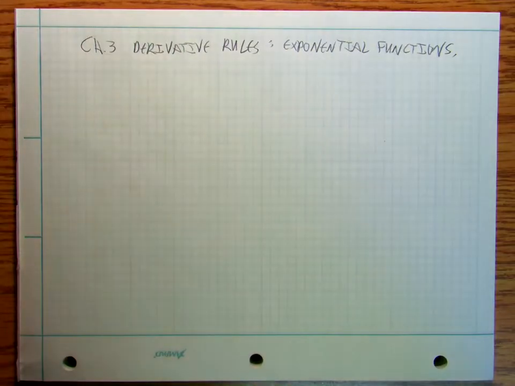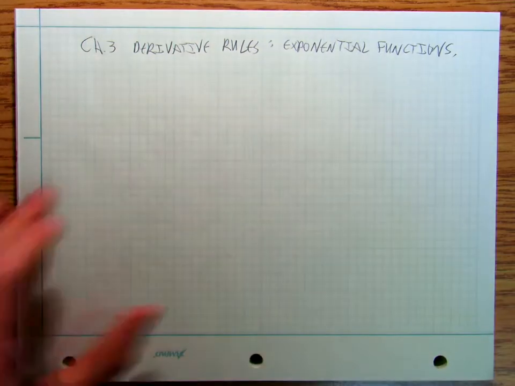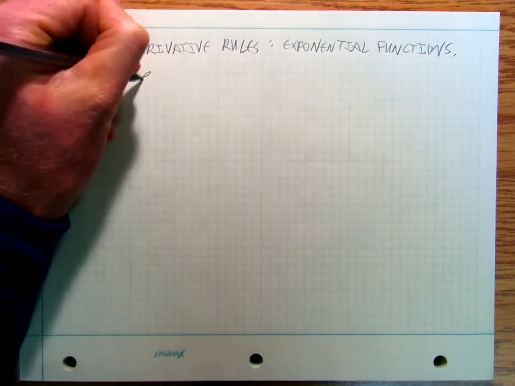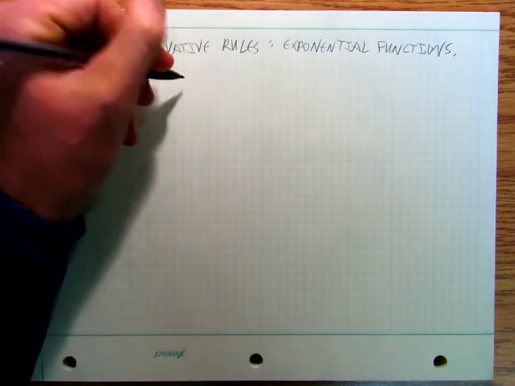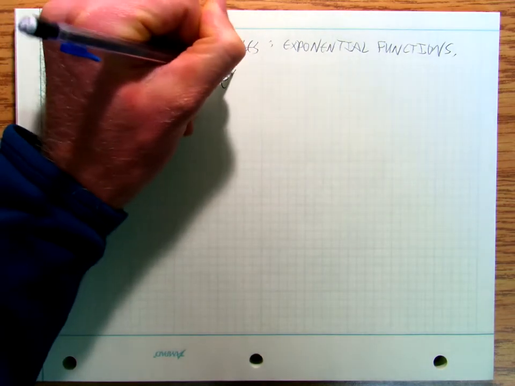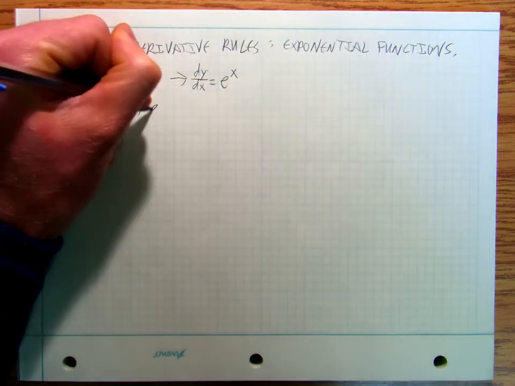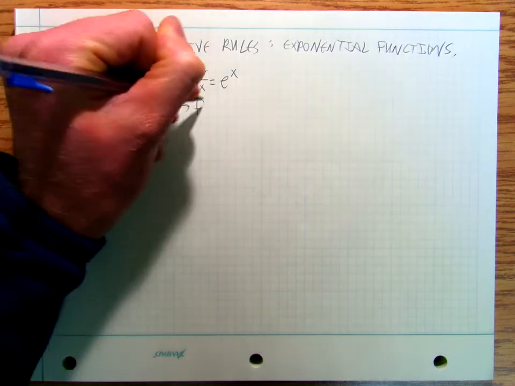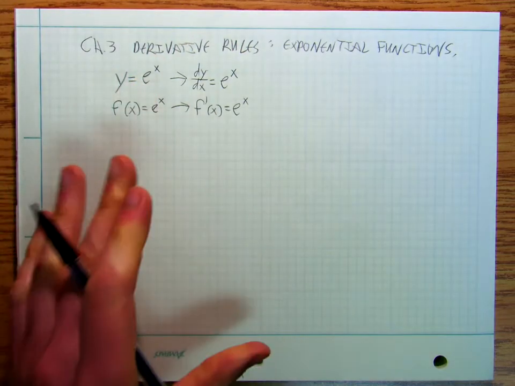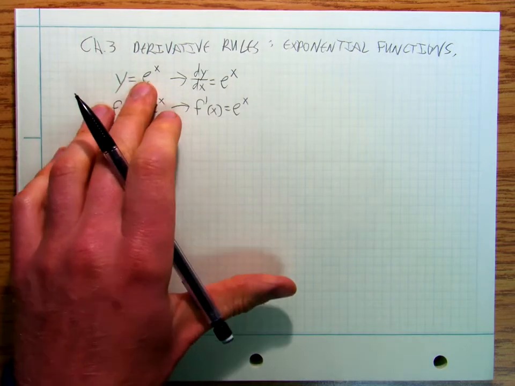Okay, so in this video, we're continuing with derivative rules, and we're talking about the derivative of exponential functions. In the last video, I showed you that if y equals e to the x, then dy/dx is also equal to e to the x. Or if f of x equals e to the x, then f prime of x is equal to e to the x.